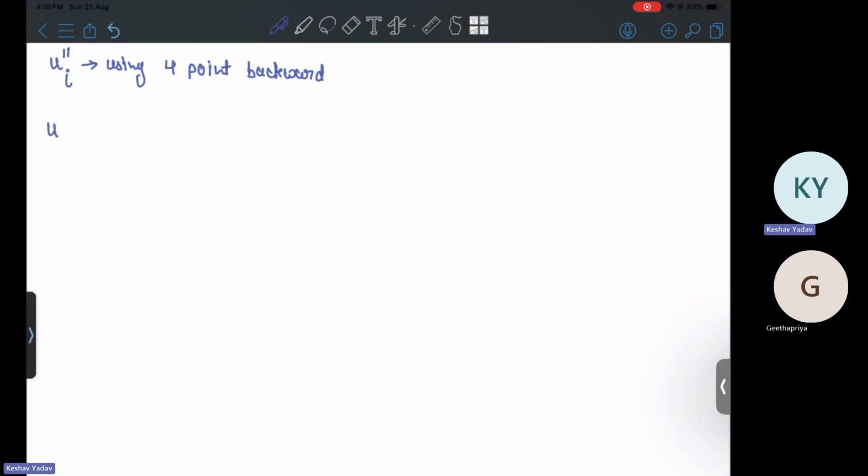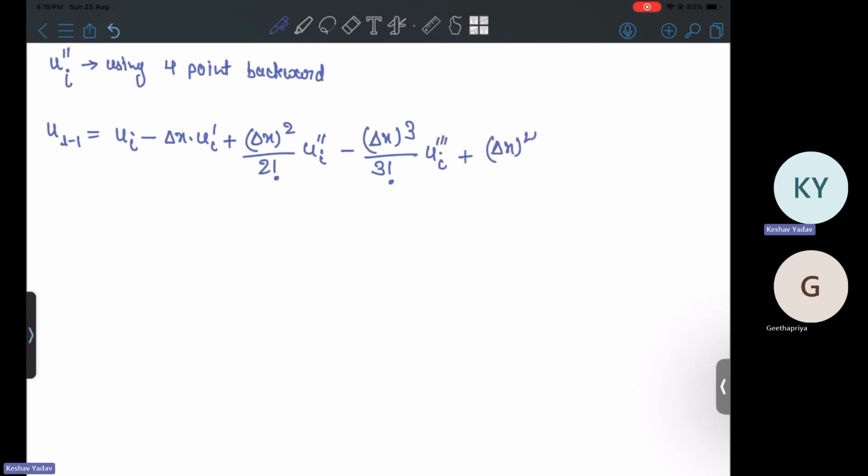So for that I need to write first ui minus 1. So ui minus 1 will be equal to what? Ui, sorry, odd terms will be negative: ui minus delta x multiplied by ui prime plus delta x square divided by 2 factorial ui double prime minus delta x cube upon 3 factorial ui triple prime plus delta x to the power 4 upon 4 factorial ui fourth derivative plus higher order terms. Okay, this is what we will get.